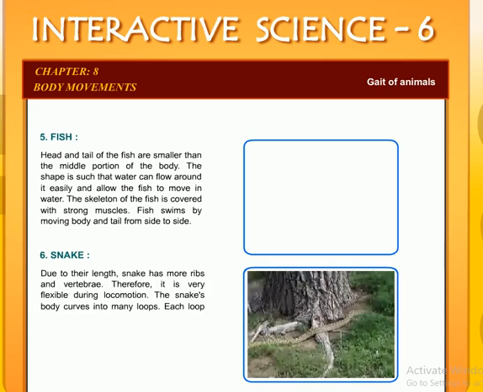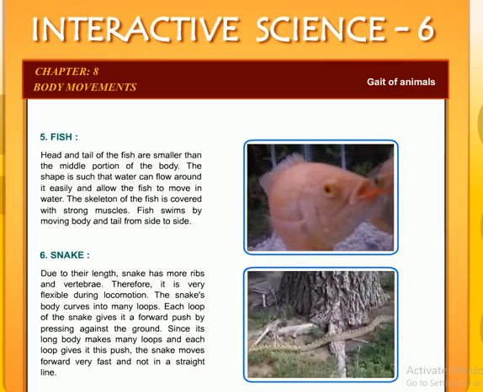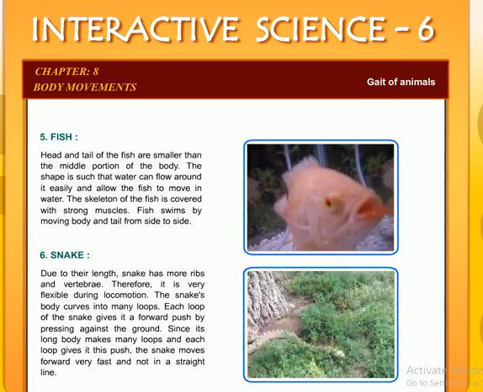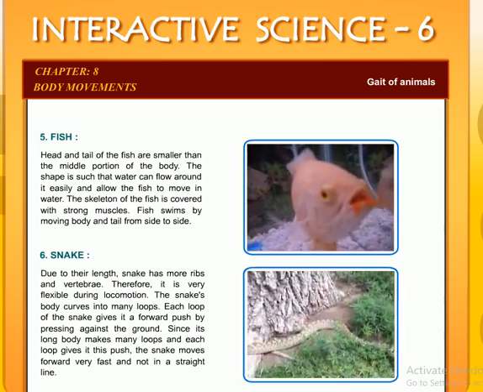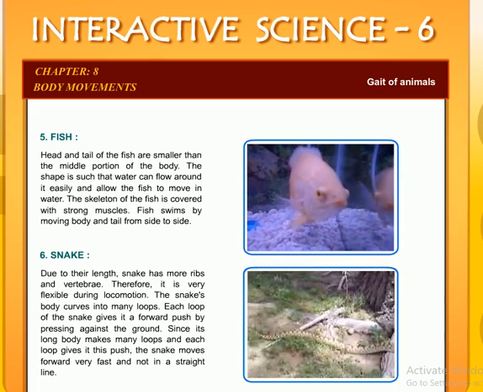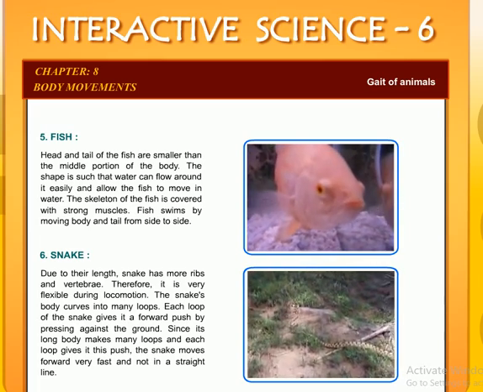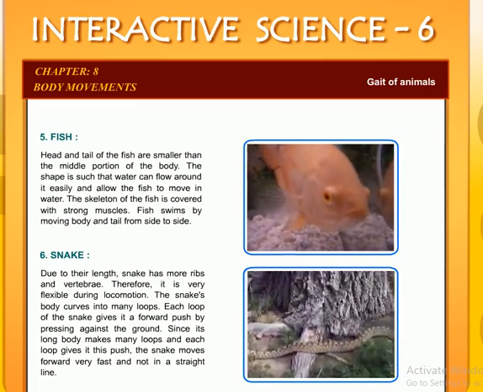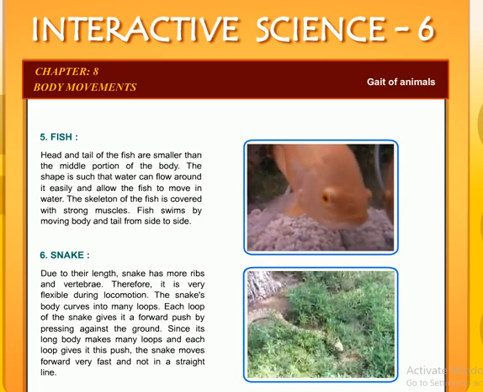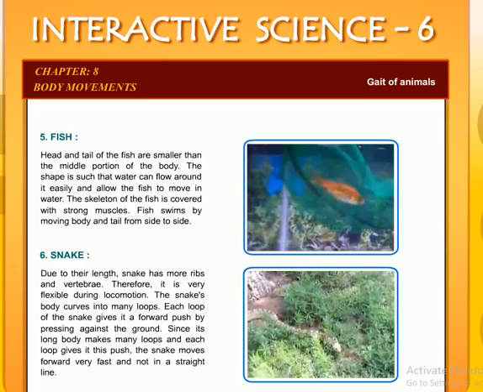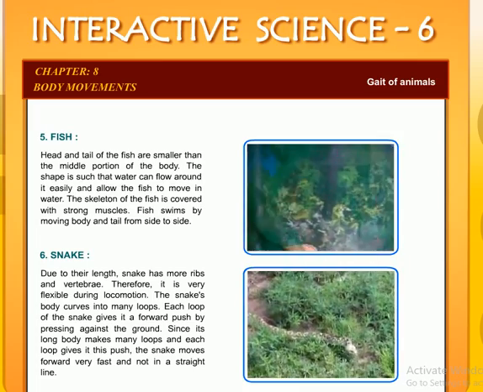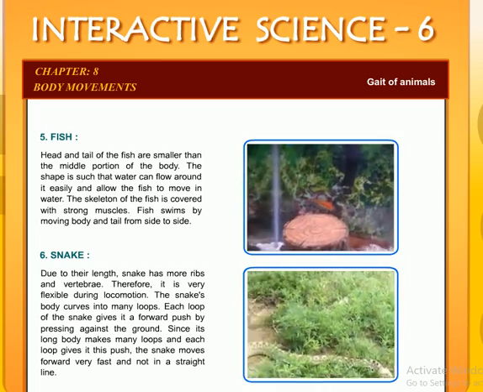5. Fish. Head and tail of the fish are smaller than the middle portion of the body. The shape is such that water can flow around it easily and allow the fish to move in water. The skeleton of the fish is covered with strong muscles. Fish swims by moving body and tail from side to side.